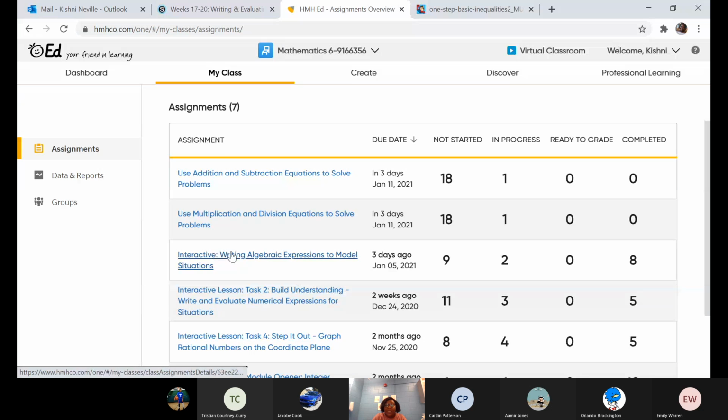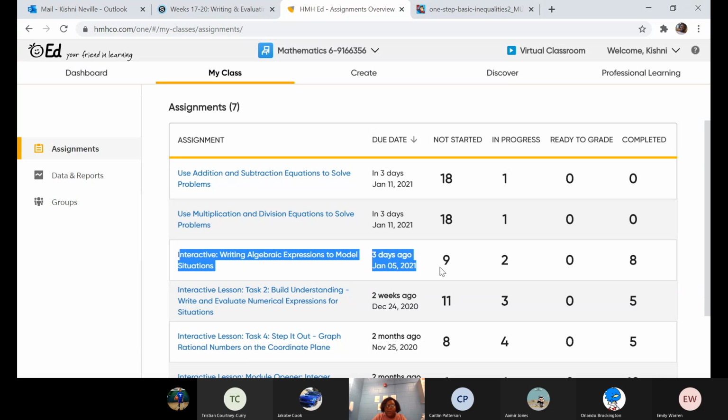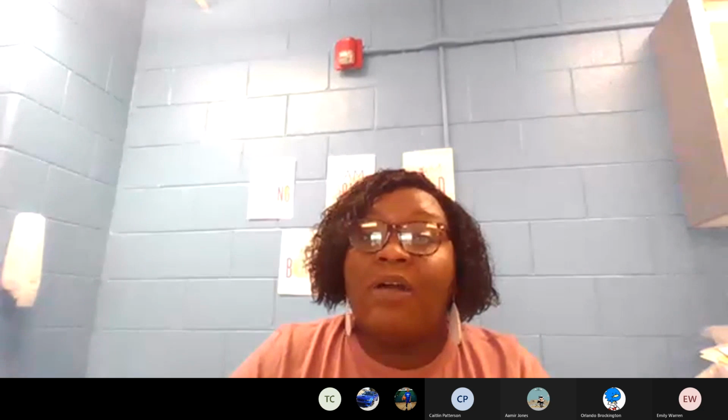There's some other assignments here that you want to make sure you have done as well. I've got 9 kids here who still have not done the interactive writing algebraic expressions thing. So you want to make sure here that you get this done because it's going in as a 0 on Saturday evening.